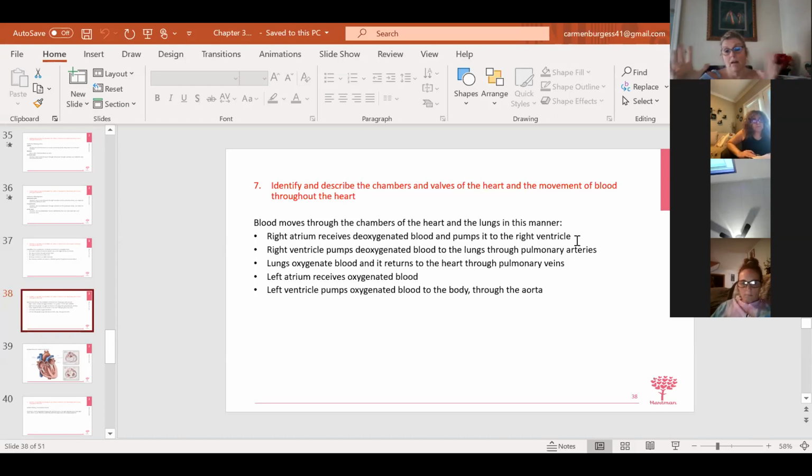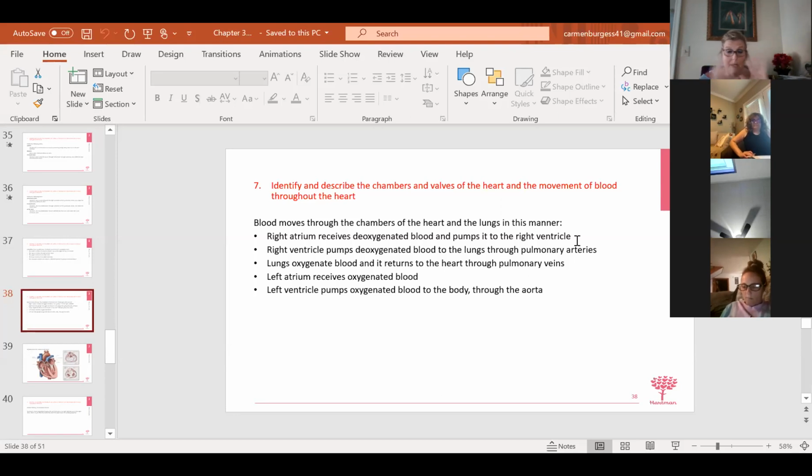And what happens in the lungs? It gets oxygen, right? It gets into the lungs, it gets oxygen because it goes down to the alveoli. And it has an exchange there where it's getting all this oxygen we breathed in, and then it's able to be pumped back out. And where does it go after it leaves the lungs? To the left atrium. So it goes to the top, and then it gets pumped down to the left ventricle, the Mac Daddy of the heart.